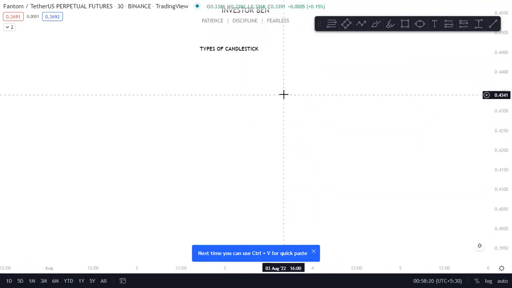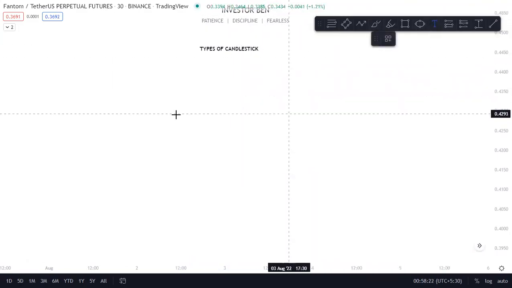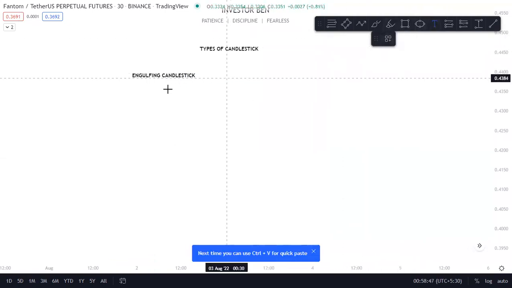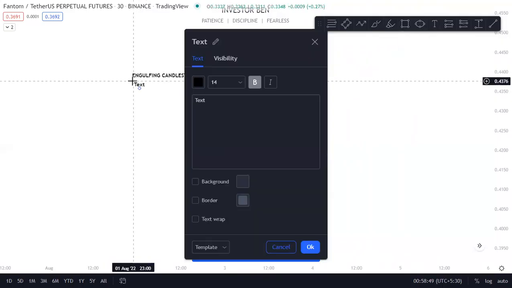Now there are several types of candlesticks, but I'll probably be looking at the major one we use, right? And that is the engulfing candlestick. And this engulfing candlestick is just one candlestick, but it has several things under it, right? Which is the bearish and bullish engulfing candlestick, right?